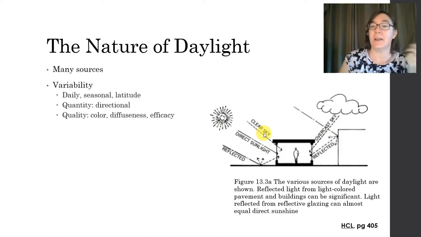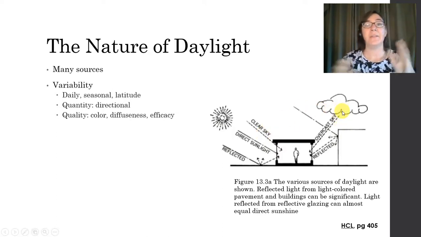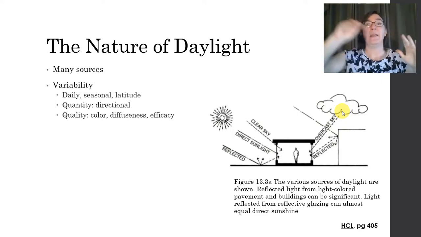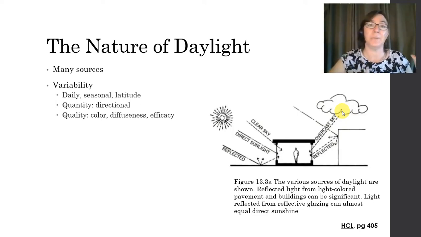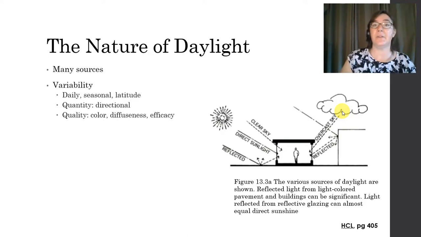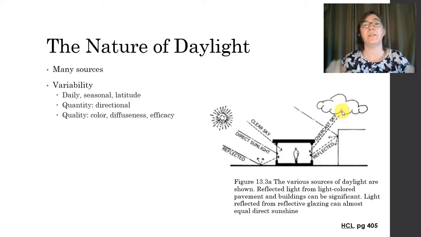A related concept is light from an overcast sky. And this is light that's coming from the sun, bouncing off the clouds and then entering your space. And it's got a totally different quality than that clear sky light or the direct sunlight, okay? Because it is soft and diffuse.